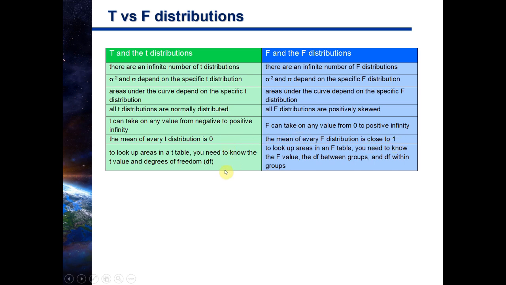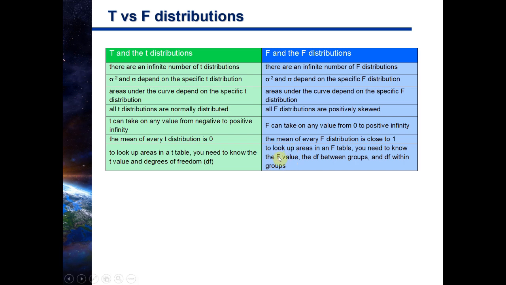Okay, and then this last one, I've already mentioned it in the course of explaining this, but we'll cover it anyways. To look up areas in a t-table, you need to know the t-value that you've calculated, or that SPSS has calculated, and the degrees of freedom. Similarly, to look up areas in an f-table, you need to know the f value that you calculated, or SPSS calculated. That's your TS, remember, test statistic.